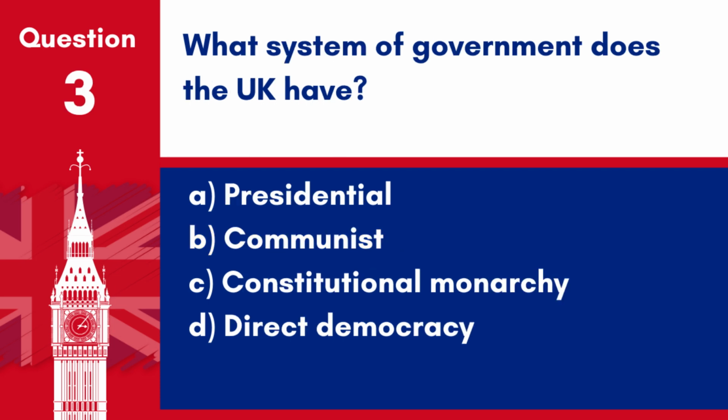Question 3. What system of government does the UK have? A. Presidential. B. Communist. C. Constitutional monarchy. D. Direct democracy. Answer. C. Constitutional monarchy. The UK operates under a constitutional monarchy, where the monarch is the head of state within the parameters of a constitution.